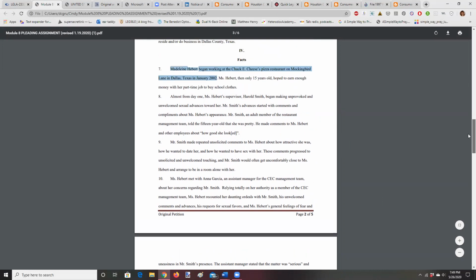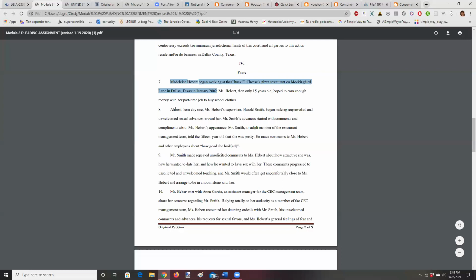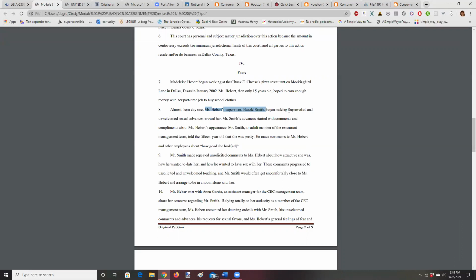So you have to go through each paragraph. Let's look at paragraph 8 just to see how this would go. "Almost from day one, Miss Abear's supervisor, Harold Smith." Well, you're probably going to admit that Harold Smith was Miss Abear's supervisor. But let's look at the next phrase: "began making unprovoked and unwelcome sexual advances towards her." Well, I'm hoping you can deny that. If you can't deny that, then you're not going to have much of a case, right? So this is something you're going to deny.